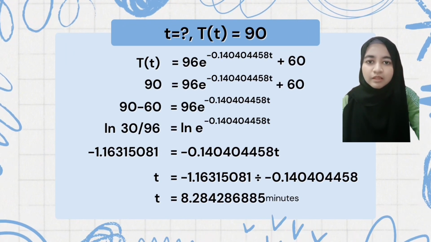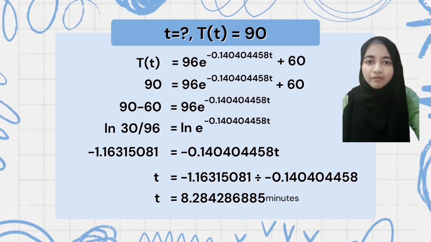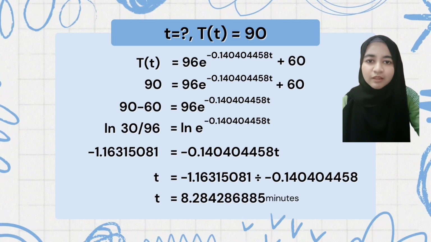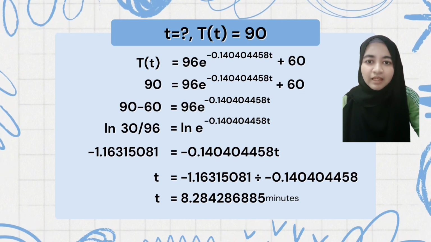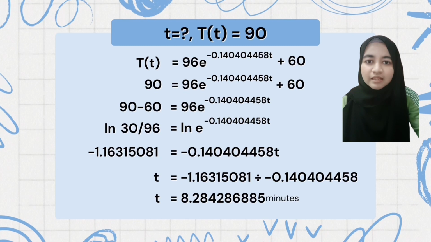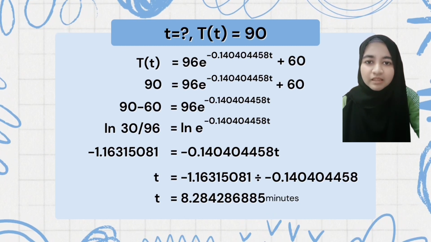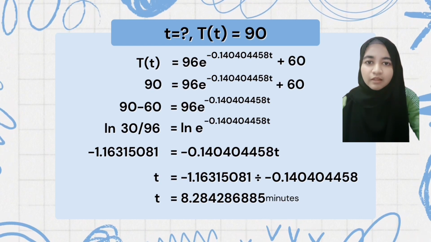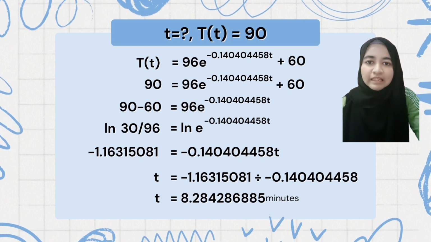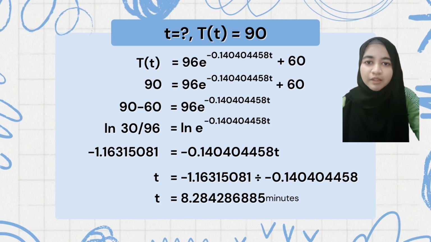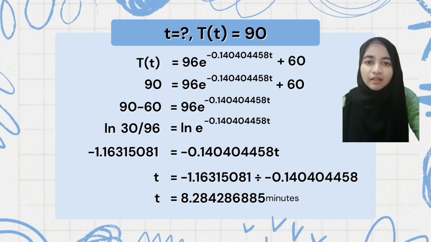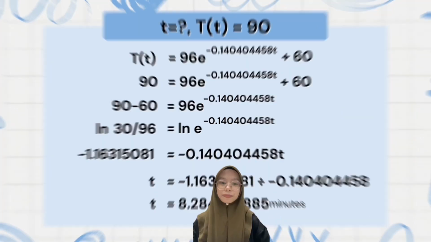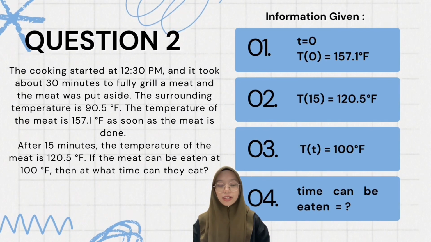So we will use the equation that we got from the previous calculation, and we will substitute the temperature 90 Fahrenheit into it. Then we will get 90 minus 60 equal to 96 e to the power of minus 0.140404458 t. Then we will put ln on both sides to eliminate the exponent. Lastly, we will get the time when the temperature T equal to 90 Fahrenheit is 8.284286885 minutes.